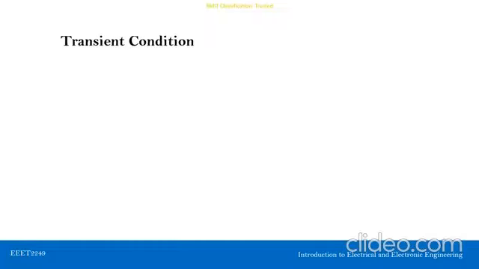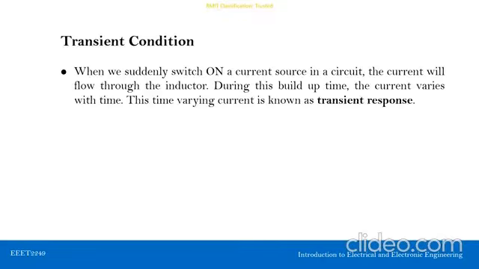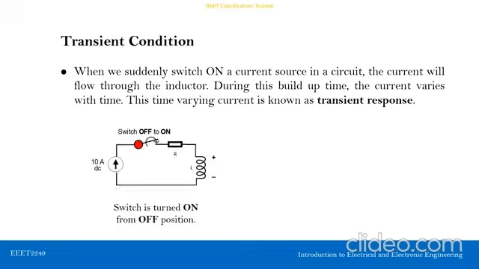Now we will discuss the transient condition of an RL circuit. When we suddenly switch on a current source in a circuit, the current will flow through the inductor. During this build-up time, the current varies with time. This time-varying current is known as transient response.